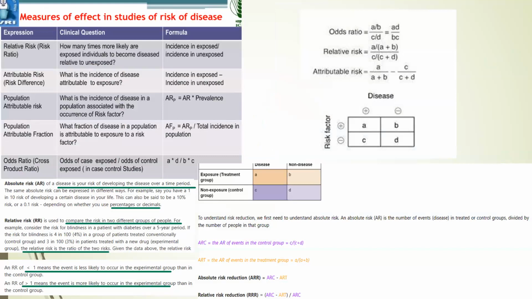They will give you the answer in the question, or sometimes if they really want to test you, they will give you a scenario wherein you'll have to calculate the absolute risk reduction. And this is the formula you use for absolute risk reduction. Remember, absolute risk reduction is nothing but ARC minus ART. Now, what is ARC and what is ART? ARC is the absolute risk of events in the control group, and ART is the absolute risk of events in the treatment group.